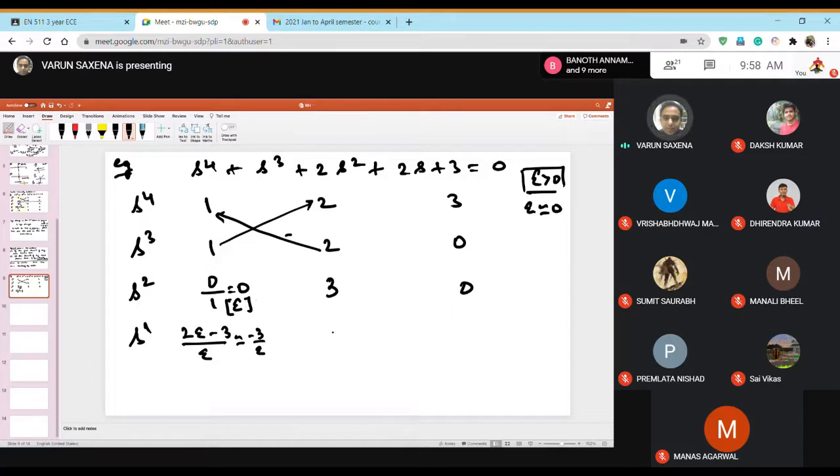The second term will of course automatically become equal to 0. So this becomes equal to 3, because 0 multiplied by epsilon divided by minus 3 by epsilon gives 3. So this is how we formulate this table. Now, you don't necessarily need to do this calculation here, but the reason I did it was so that things become a little simpler to multiply.